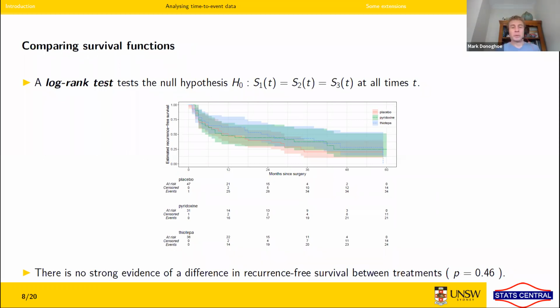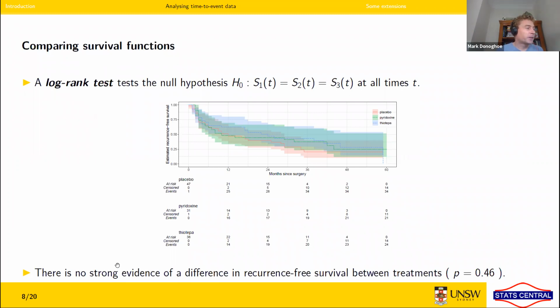So often we'll also want to compare the time to event between groups. So here, obviously, we've got our 3 treatment groups, and it's a question of interest whether their time to events were different. And one way to do that is to consider the null hypothesis that the survival functions are the same across all times in our 3 groups here. And we can do that with a log rank test. And again, this takes censoring into account.